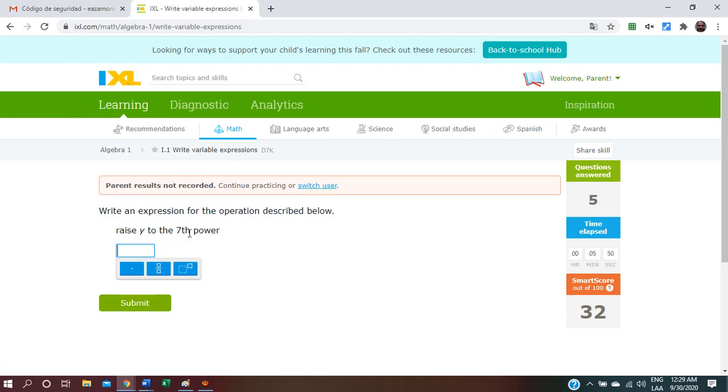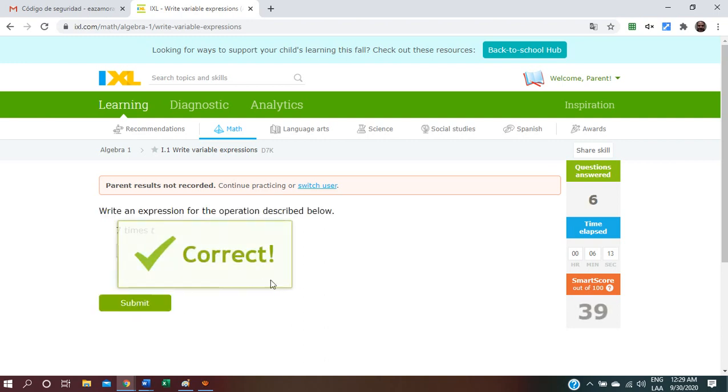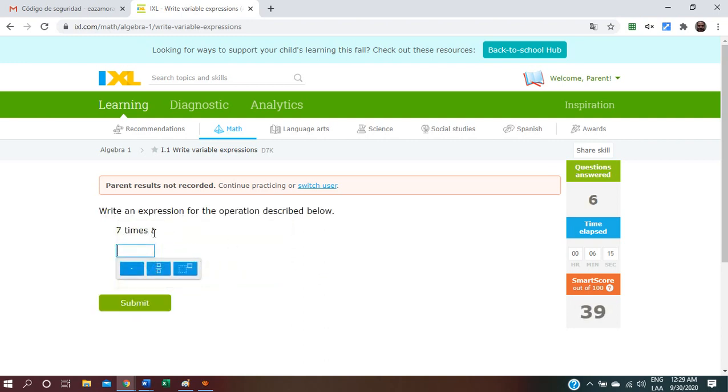Raise y to the 7th power. In here we are going to need one of these buttons, this one. So y, we hit this button, and it lets us write an exponent, and the exponent is going to be 7. So y to the 7th power. Submit. Correct. 7 times t. We can use the middle dot, or we can just leave it like this.